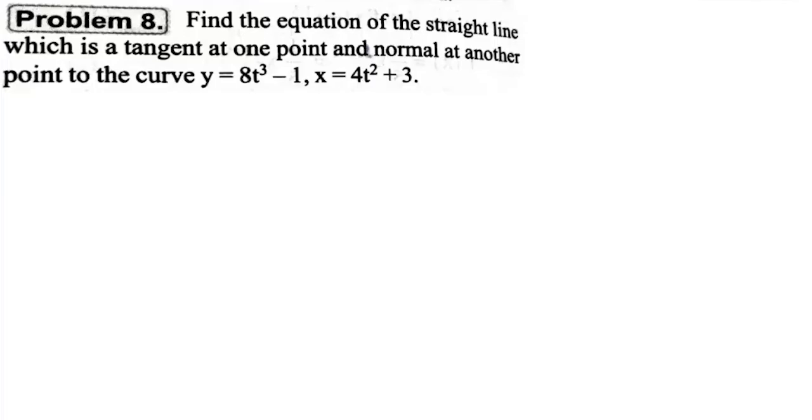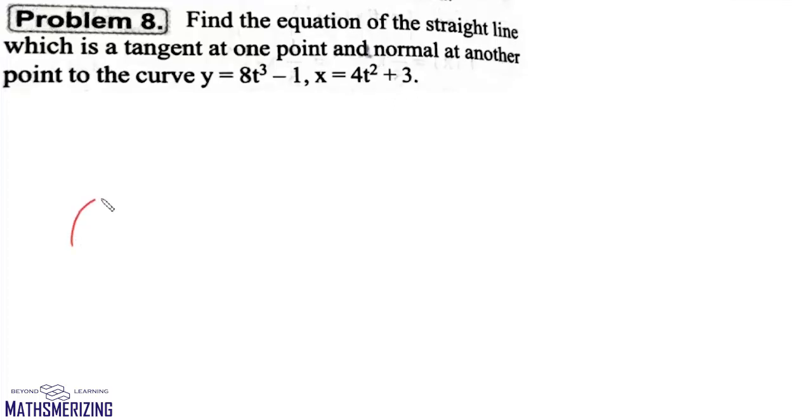Today we'll be discussing some selected problems in application of derivatives. We'll include problems from tangents and normals, monotonicity, maxima and minima, curve tracing, and also rate measure. Now the first question is: find the equation of the straight line which is a tangent at one point and normal at another point to the curve y equals 8t cube minus 1 and x equals 4t square plus 3.